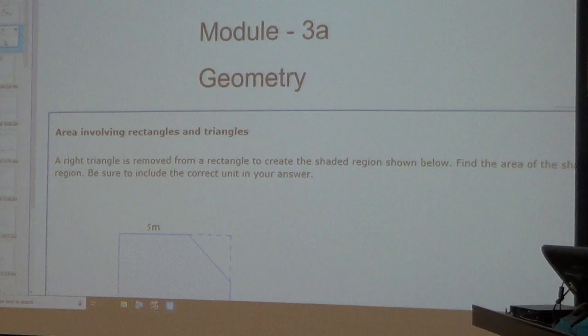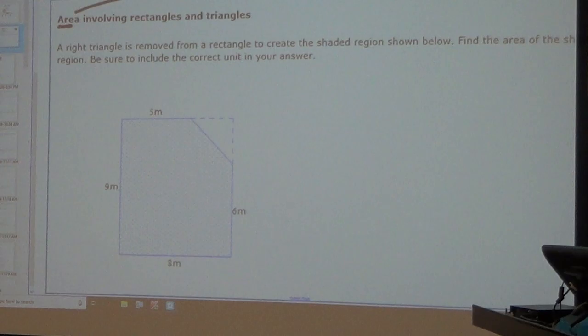Now, we're going to pick up kind of where we left off. We're going to do one more like what we did when we left off. This is still area. And when we do area, we have to know the formula, which means we have to know the shapes. So this is exactly what we did last time. When I look at this problem, I have to know the shapes that I'm seeing. So I have an outside shape and an inside shape. What is my outside shape? What shape do you see on the outside?